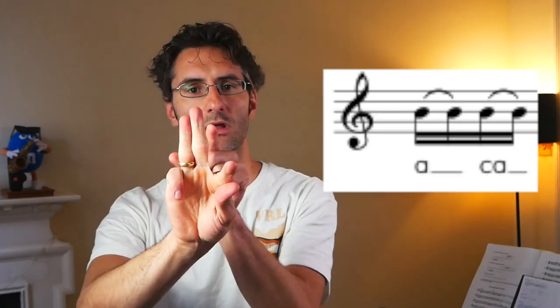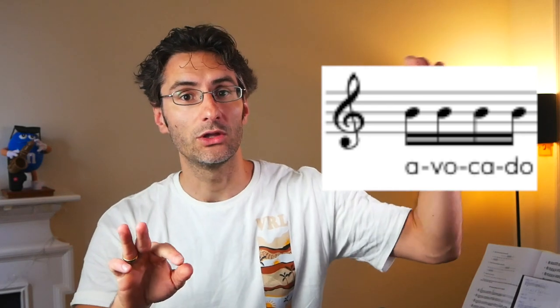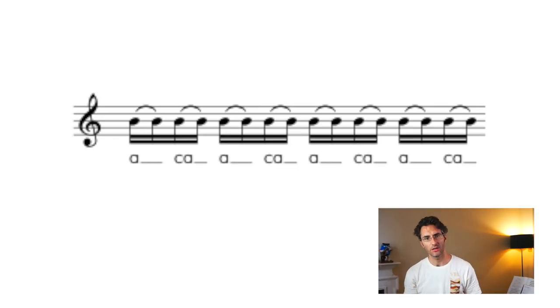That's pretty straightforward. Now, what about if we tied avo and cado? What do we get? Eighth notes. So we get a-ca, a-ca, but I'm still thinking avocado, avocado, every single syllable. It's really important. I'm just tying the first two together and the third and fourth together. Make sense? Check it out, together. One, two, three, four. A-ca, a-ca, a-ca, a-ca, a-ca, a-ca, a-ca, a-ca.